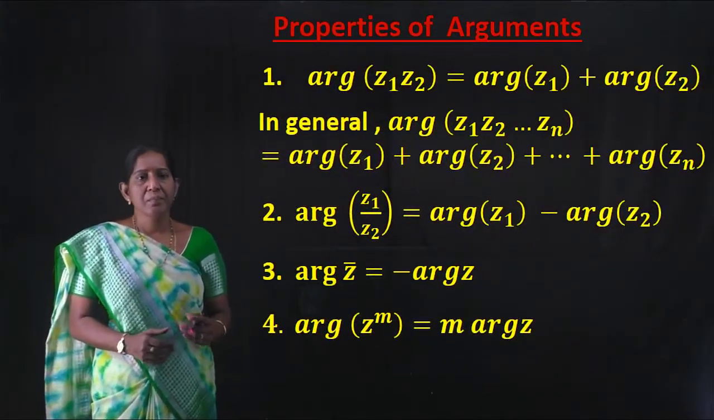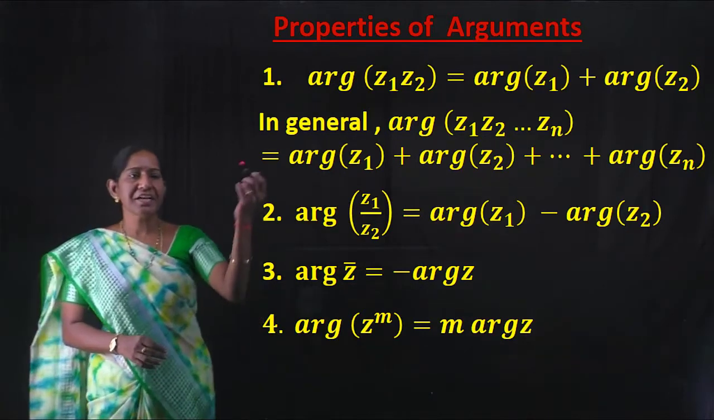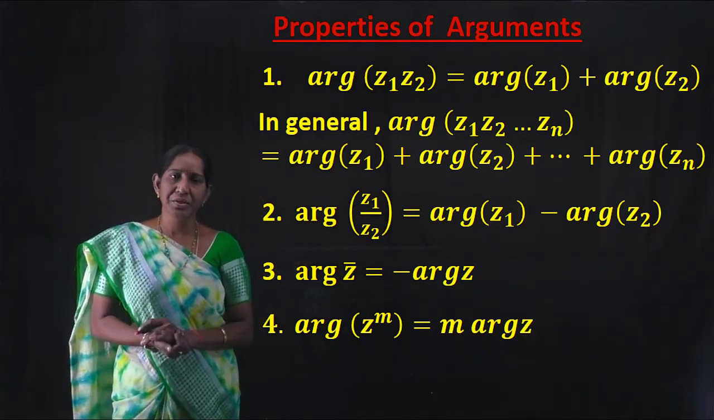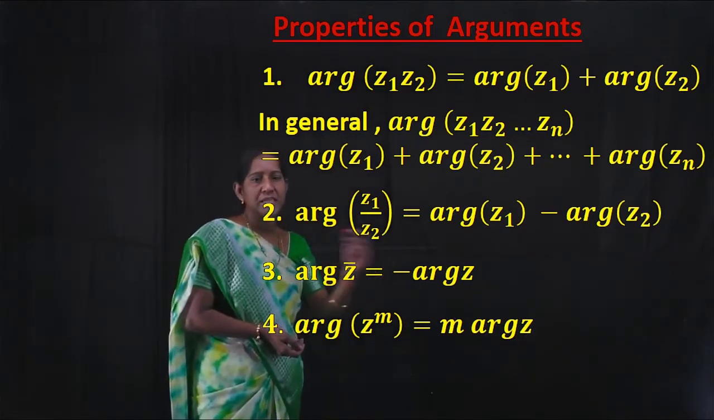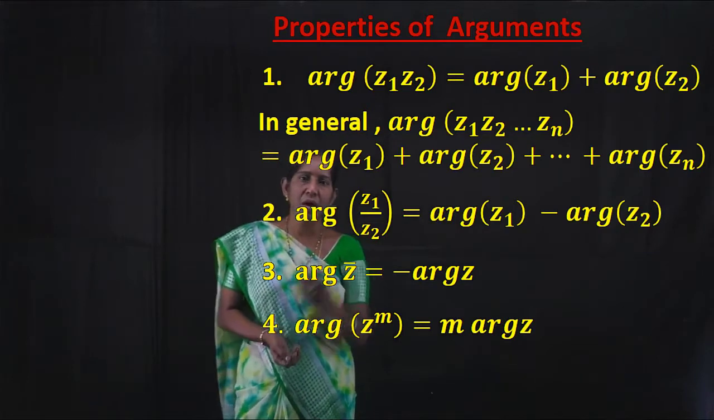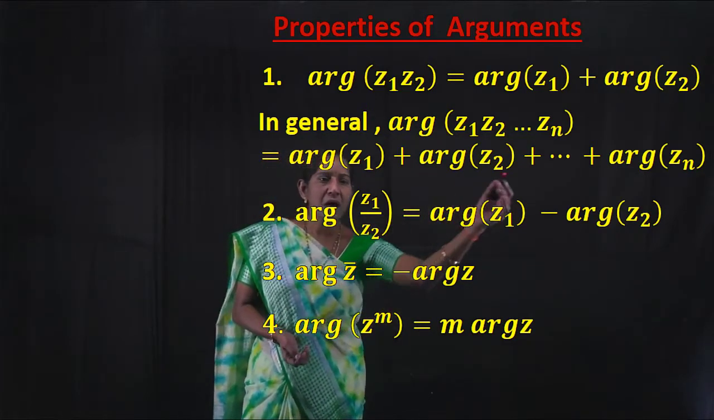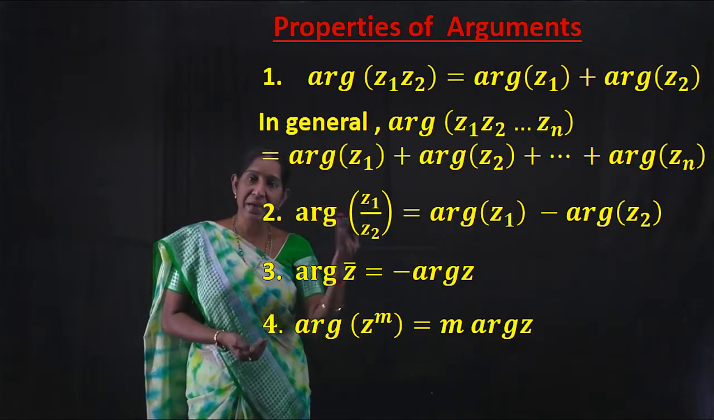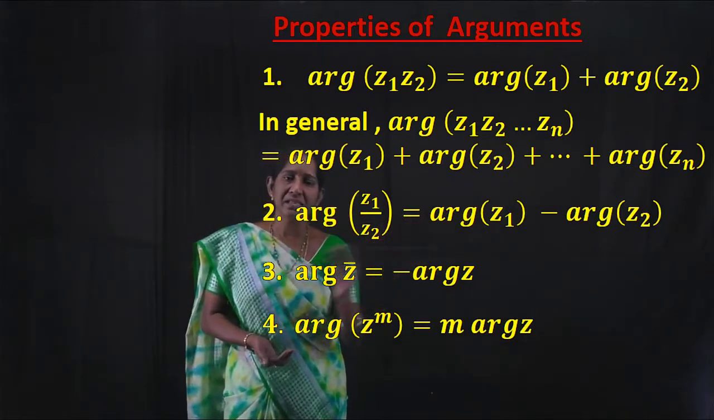Let us see the properties of arguments. The first one is arg of z1 z2 equals arg z1 plus arg z2. In general, arg of z1 z2 and so on up to zn is equal to arg z1 plus arg z2 plus and so on plus arg zn. And the second one is arg of z1 by z2, that is equal to arg z1 minus arg z2.